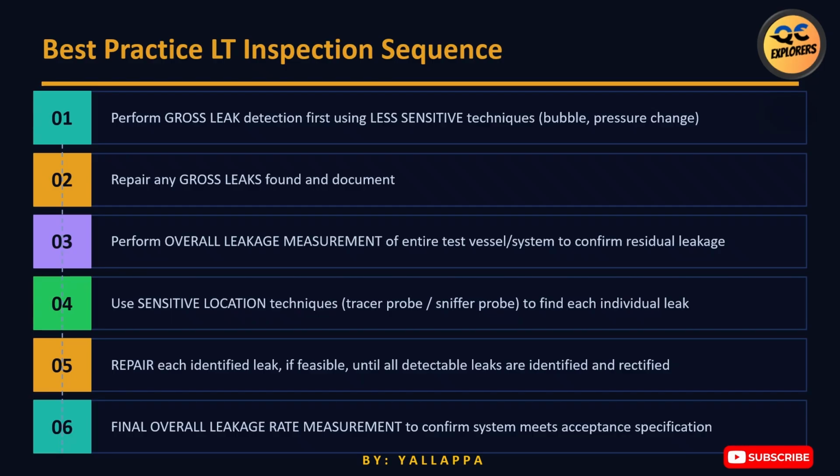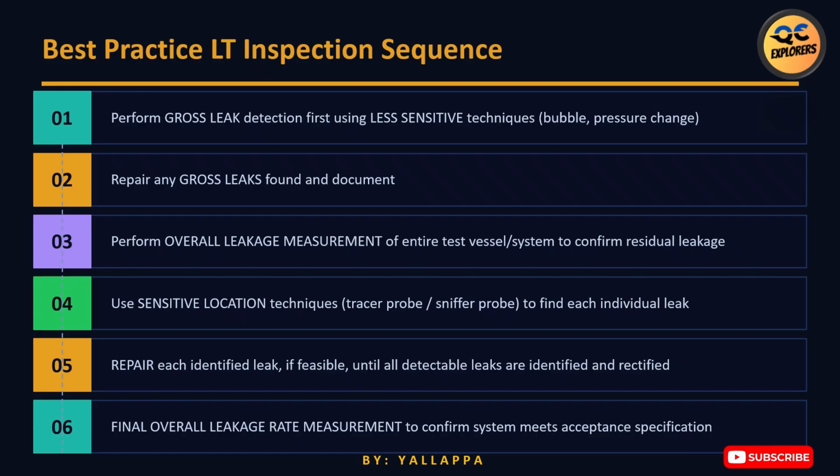Step 1. Gross leak detection. Always start with less sensitive methods. Bubble testing, pressure change testing, simple techniques. The objective is to identify major leakage quickly. There is no point using extremely sensitive equipment if a massive leak already exists.